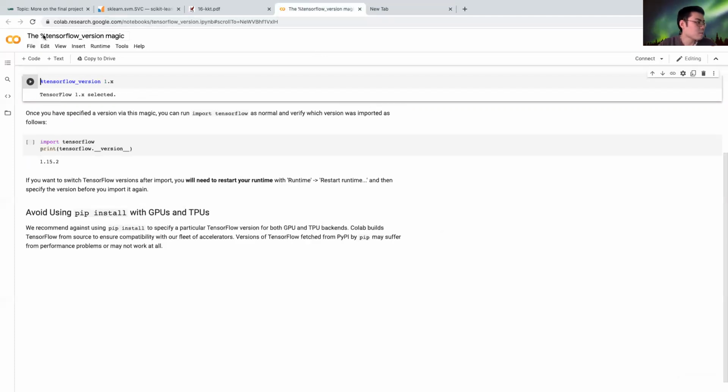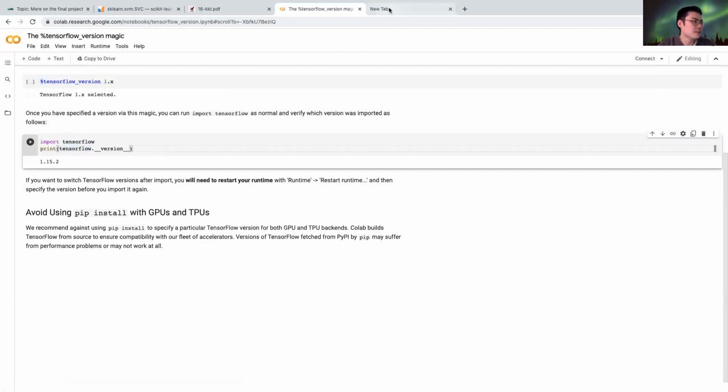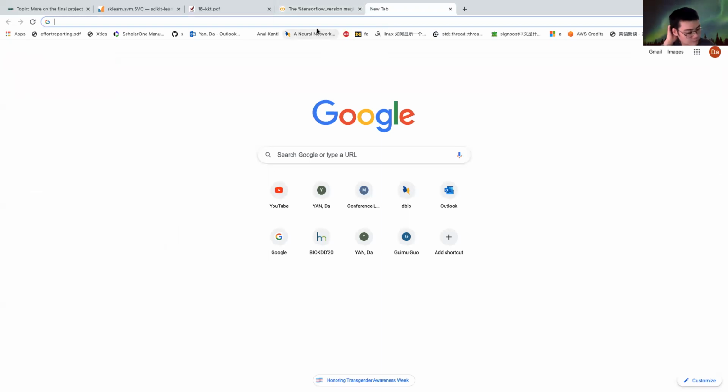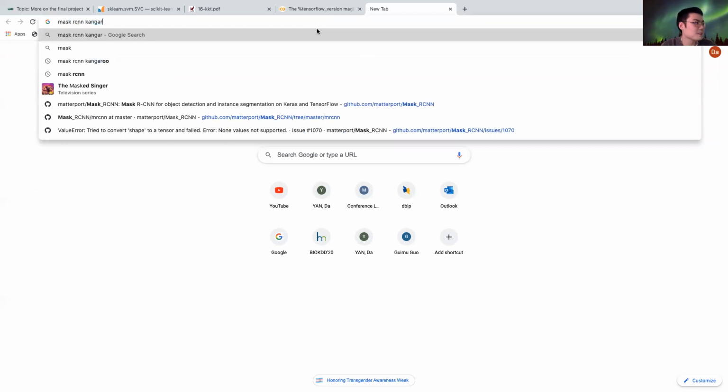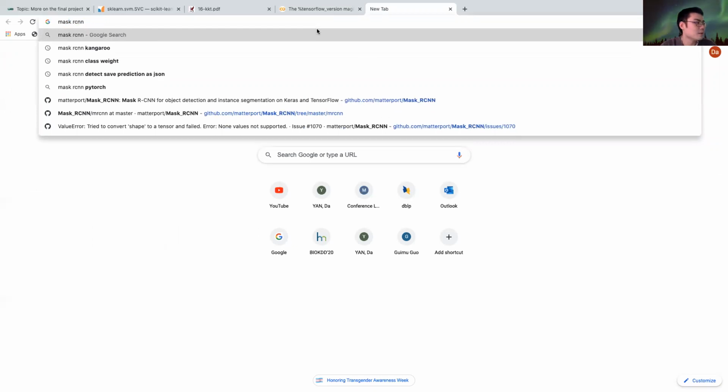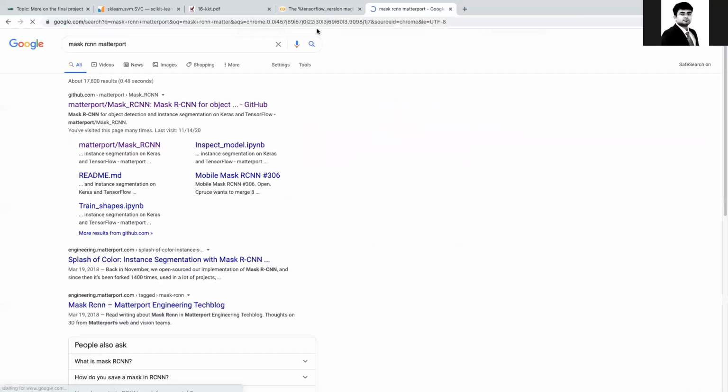Basically, there are some magic functions in the notebook. One percent sign is a magic function, 2 is for JavaScript, and an exclamation mark is for the shell, the Linux shell. Without it, it's pure Python. So actually, you can do something like this. If you look at Mask R-CNN, I think it's from Matterport. It's TensorFlow, and there's also Python.